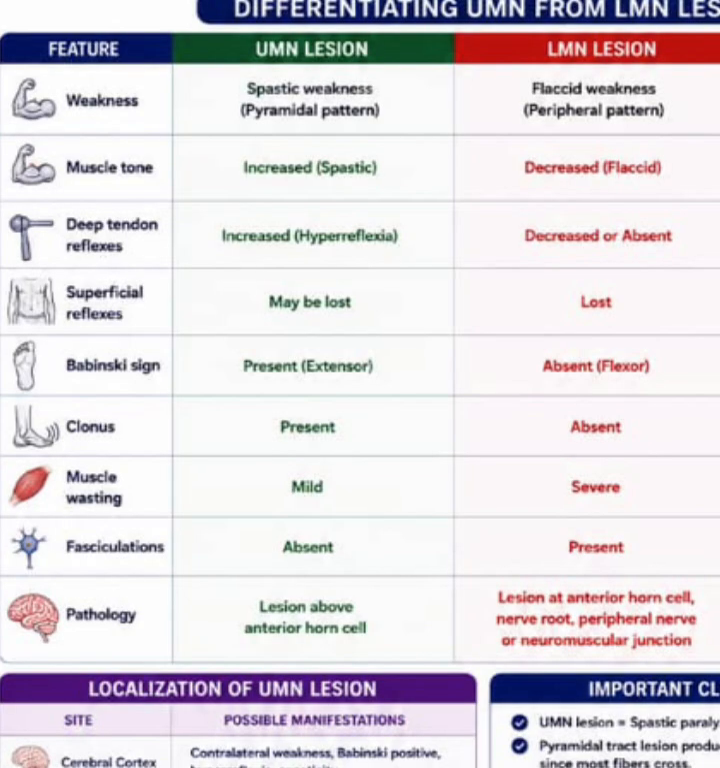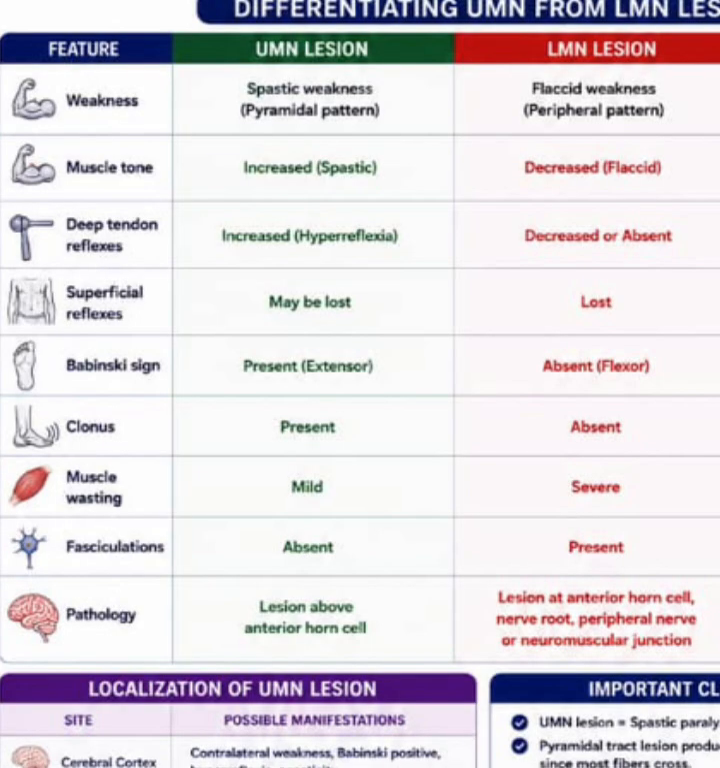Now, in upper motor neuron lesion, the superficial reflex may be lost. It may be present or may be lost in upper motor neuron lesion. In the lower motor neuron lesion, there's no superficial reflex. Babinski is present in the upper motor neuron lesion but absent in lower motor neuron lesion. Clonus is present in upper motor neuron lesion but absent in lower motor neuron lesion.